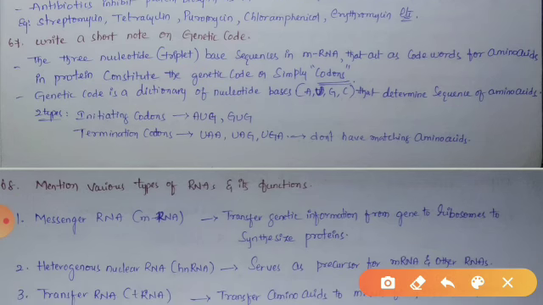Codons are of two types. One is initiating codons, the second is termination codons. AUG, GUG are examples of initiating codons. UAA, UAG and UGA are the termination codons. The termination codons do not have matching amino acids. That's why protein synthesis stops whenever UAA, UAG, UGA comes into the sequence of mRNA.